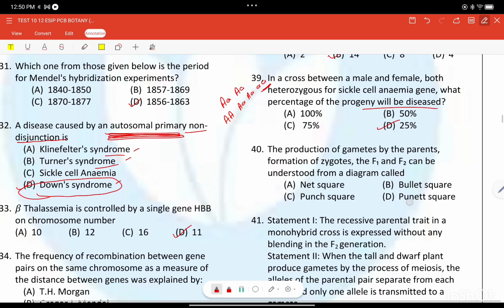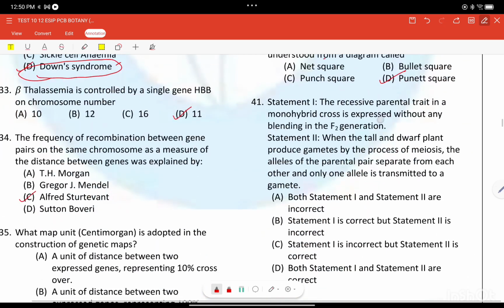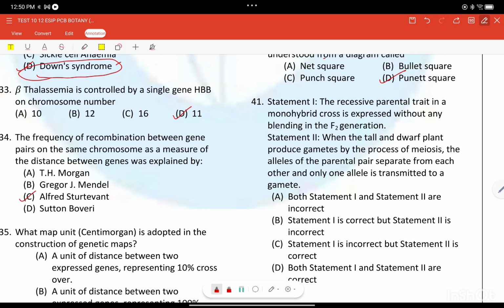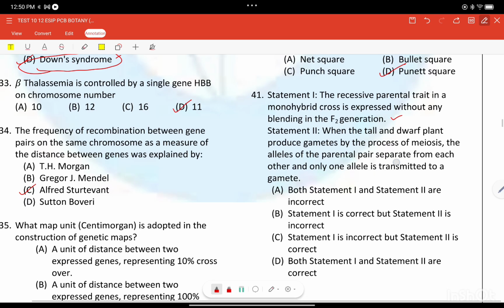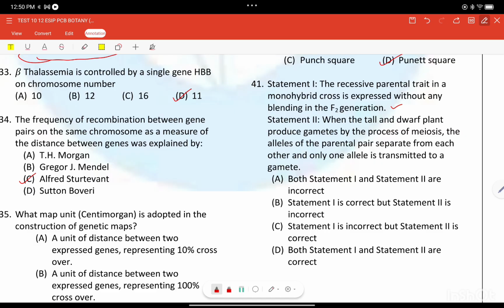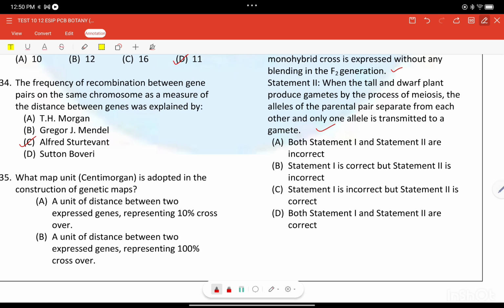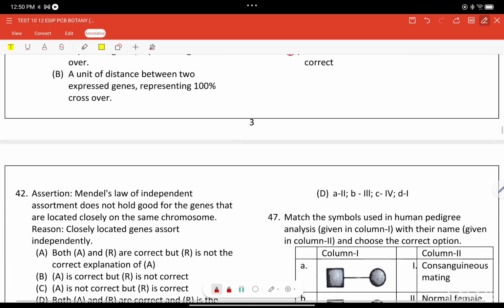The production of gamete by parents, formation of zygote, the F1 and F2 can be understood from the Punnett square diagram. The recessive parental trait in a monohybrid cross is expressed without any blending in the F2 generation. That is absolutely correct. There is no blending of traits. When the tall and dwarf plant produce gamete by the process of meiosis, the alleles of a parental pair separate from each other and only one allele is transmitted. That is law of segregation of Mendel. That statement is also correct. So both statement 1 and statement 2 are correct.